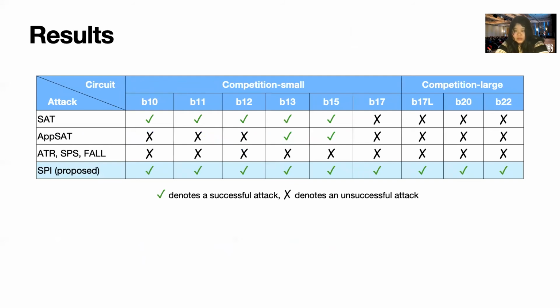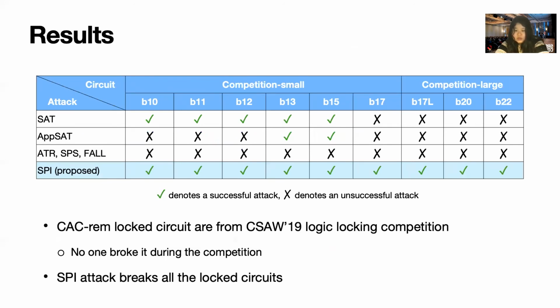Next, I will showcase the effectiveness of our proposed attack. As can be observed in this table, our attack can break all the competition circuits. Note that none of the previous attacks can break all the locked circuits. These locked circuits are from the first ever CSAW logic locking competition held in 2019. No team was able to break these locked circuits during the competition. To summarize, our proposed SPI attack can break all the circuits, while the other attacks cannot.